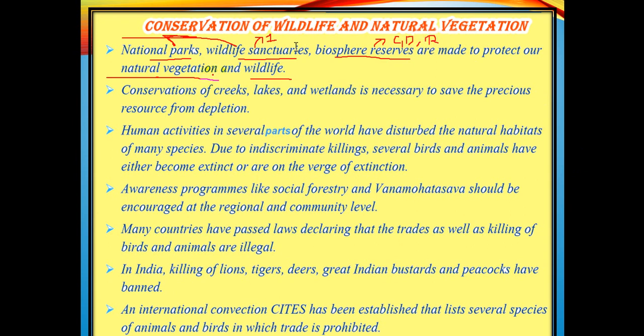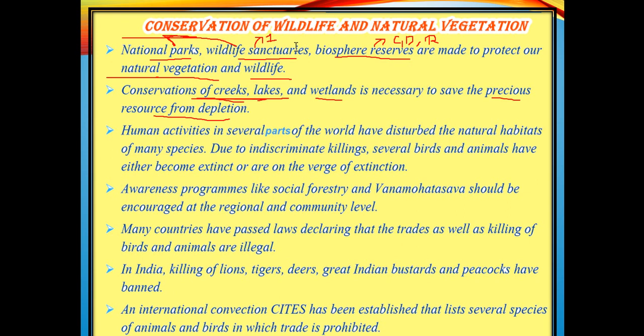Now the second is conservation of creeks, lakes and wetlands, which is necessary to save precious resources from depletion. These are the areas where mangrove species basically prevail. If we are filling up the lakes and wetlands for the construction of settlements or any sort of infrastructure, obviously these species will deplete on a large scale. So we have to conserve these creeks, lakes and wetlands to reduce depletion and for the betterment of the environment.